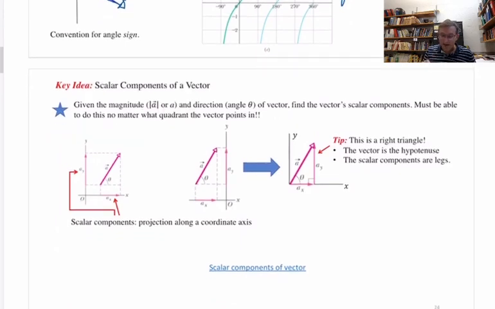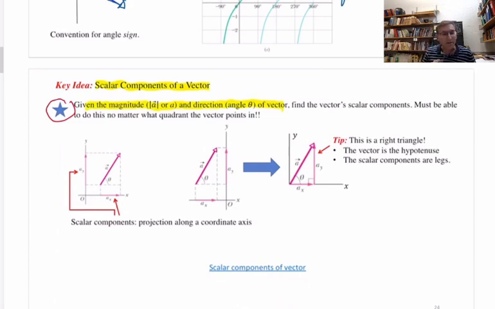Okay? Finding the scalar components of a vector. So here's the task. I put a star by it because it is vital that we be able to do this. In this approach, we're going to imagine that we've been given two things: the magnitude and the direction of a vector. I'll denote the vector symbolically as A arrow.